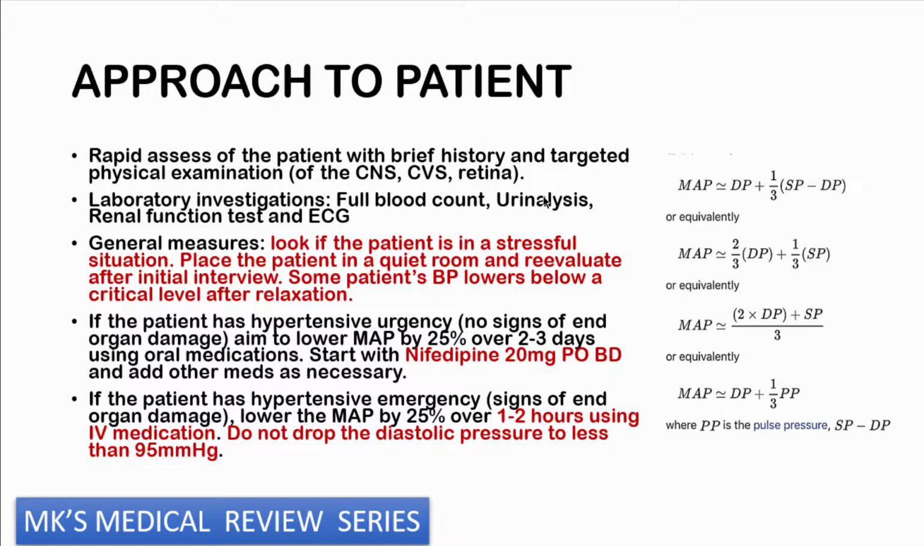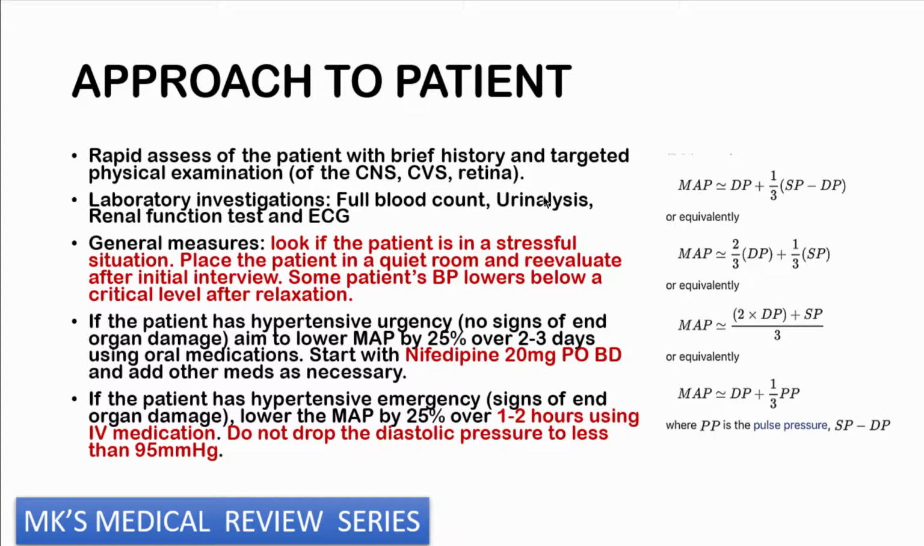So when we are managing a patient, we want to assess the patient rapidly with a brief history and a targeted physical examination where you examine the CNS, the cardiovascular system, and the retina, and you order some labs like a full blood count, a urinalysis, renal function test, an ECG, and an echo. Then, of course, some general measures that you may do. If the patient is in a stressful situation, you should place the patient in a quiet room and evaluate them after the initial interview. Some patients' BP may lower when they actually relax.